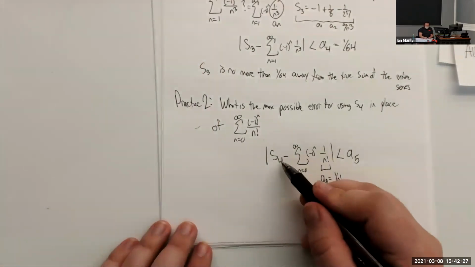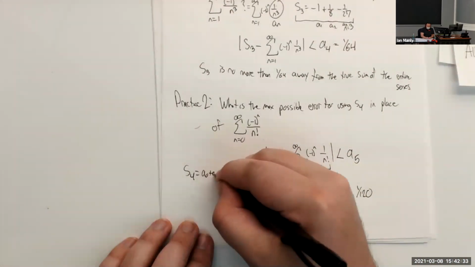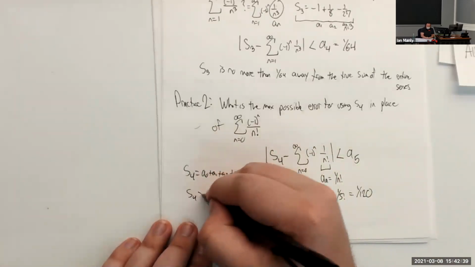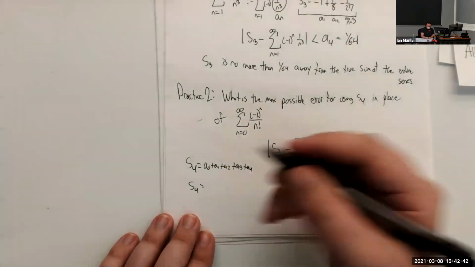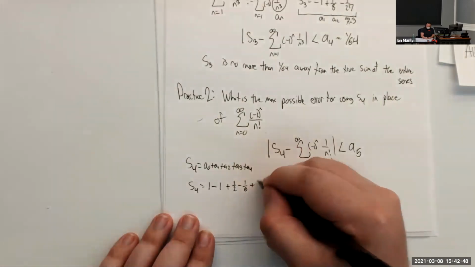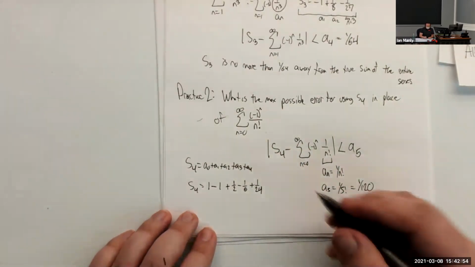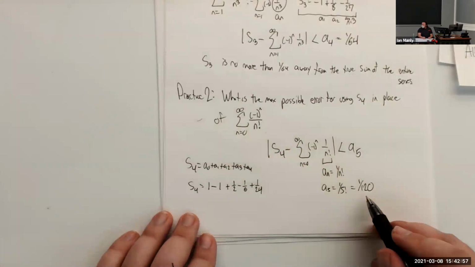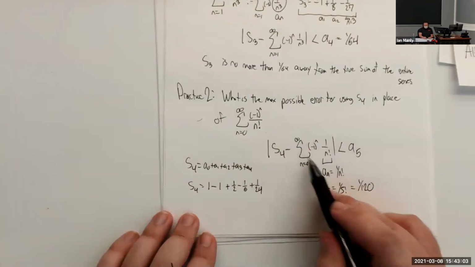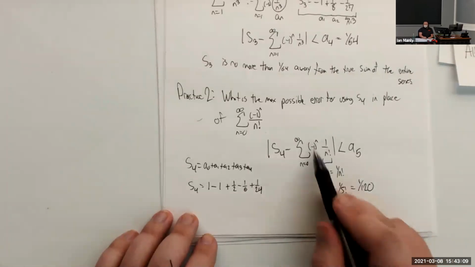So let's write out what the interpretation is. S4 is going to be A0 plus A1 plus A2 plus A3 plus A4, and S4 does include the alternator. So we would have 1 minus 1 plus 1/2 minus 1/6 plus 1 over 24. Whatever this ends up being, this is less than 1 over 120 away from the true sum of the series.